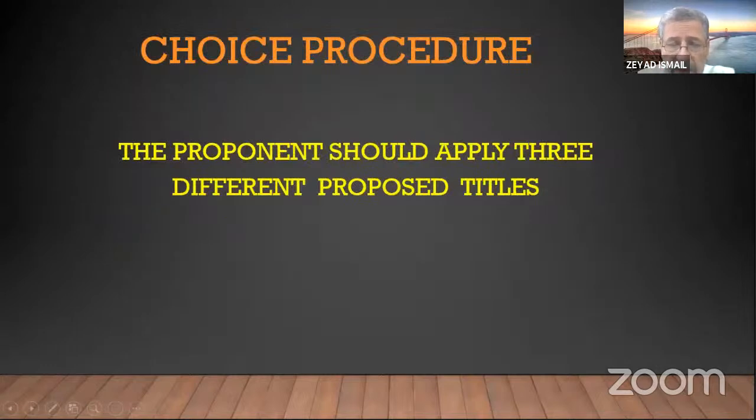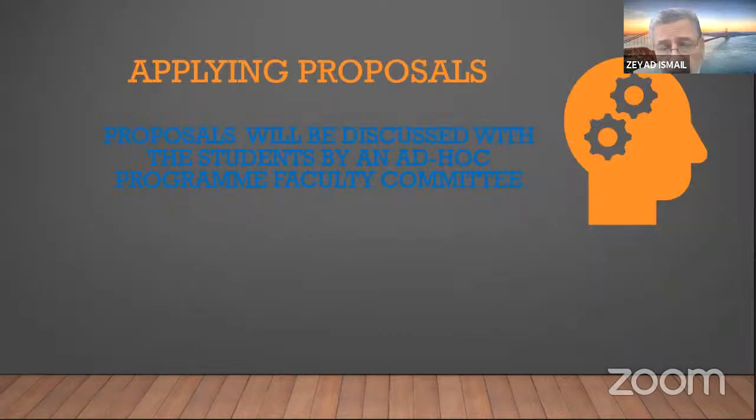The proponent should apply after that. If they have ideas, they should submit three ideas or three project titles. These titles are discussed with an ad hoc committee from the department, and we discuss these three projects in order to give them some points. Maybe they are thinking too far and could not do their project, or maybe it has already been done before by other students, so we can guide them. As a committee, we choose one of the proposals presented by the students in a very short meeting with them, and then we agree on that project.